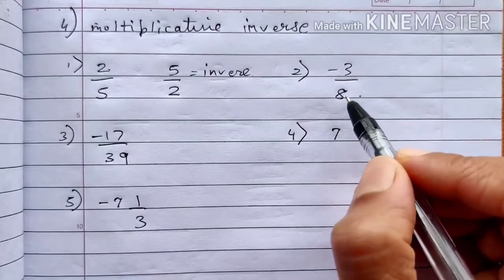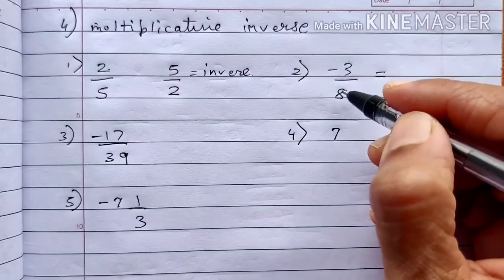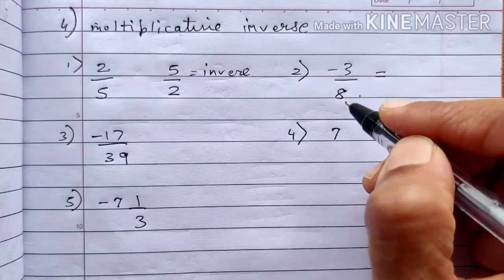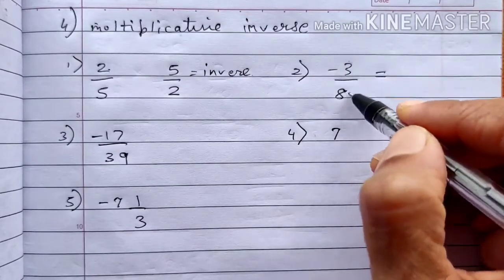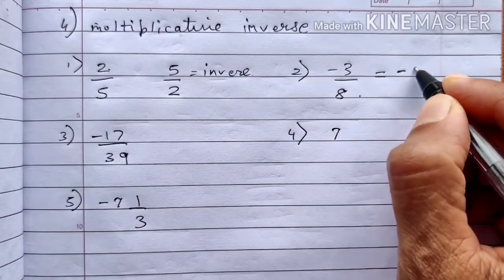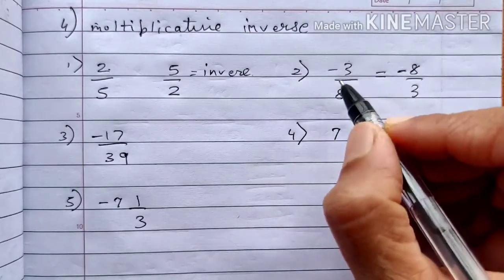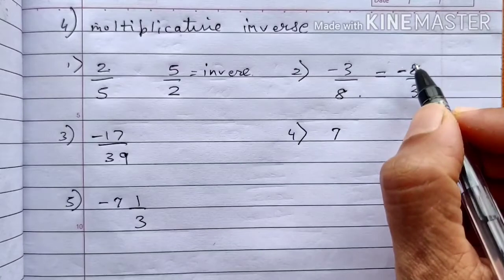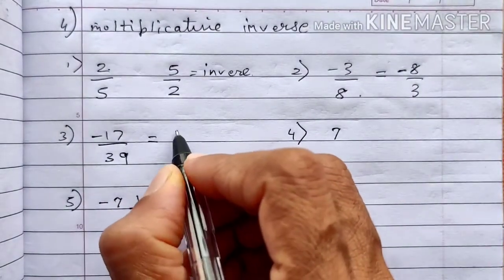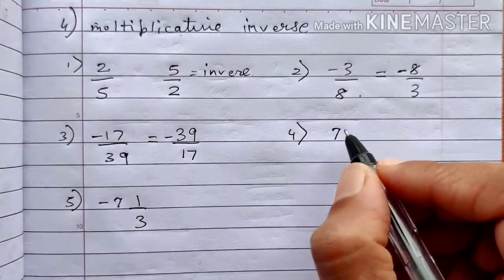Now for minus 3 upon 8, what is going to be the inverse? You just have to invert the numerator and denominator. So you have minus 3 in the numerator and 8 in the denominator. This entire fraction ideally has a minus sign, right? So you just write minus 8 upon 3. It's as simple as that. Keep the minus sign as it is. You just have to reverse the numerator and denominator. The next sum is going to be very easy. It's going to be 39 upon 17. Keep the minus sign as it is.